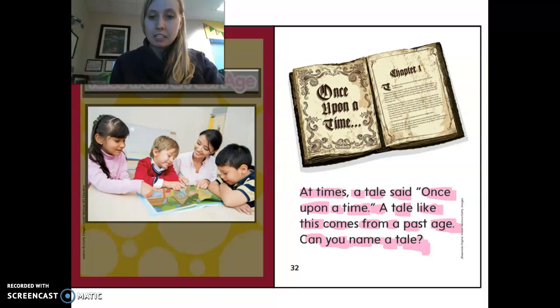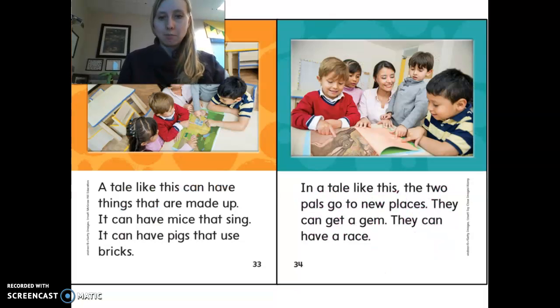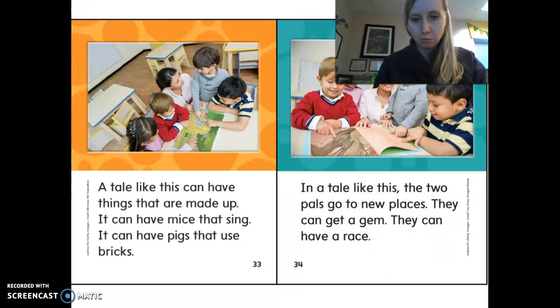Can you name a tale? So when they say tale, it's a fairy tale or a story. So generally when we say once upon a time, it means it happened a long time ago. Okay, let's look for more of those words. I see tale again. We have mice. And that's about it. So, your turn first.